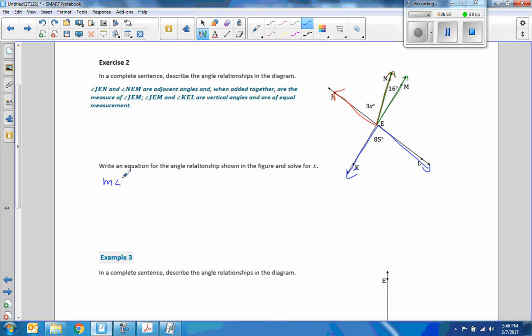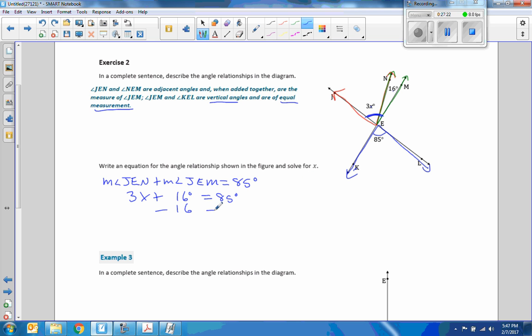So we know that the measure of angle JEN plus the measure of angle NEM equals 85 degrees. So if this is 85 degrees, its vertical angle across from it, vertical angles are equal measures. They're congruent. So this whole thing is 3x plus 16. So JEN is 3x, and the measure of angle NEM is 16 degrees, and they have to total 85 because they're congruent to their vertical angle.